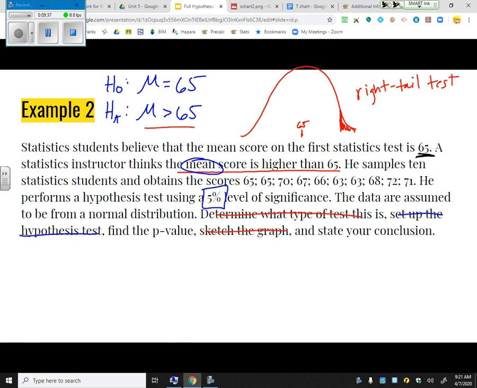Man, we are mowing through these. Next up, I want to find the p-value. Okay, now this is going to take a little bit of work.